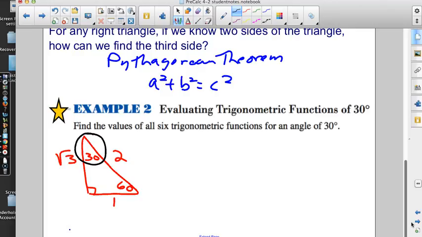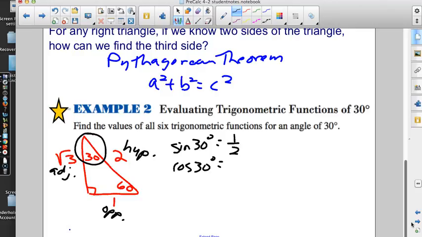So now I label opposite, right next to, hypotenuse. So then we need the sine of 30 degrees. What's the definition of sine? Opposite over hypotenuse. 1 over 2. Cool. 1/2. Cosine of 30 degrees. Definition. Adjacent over hypotenuse, square root of 3 over 2.